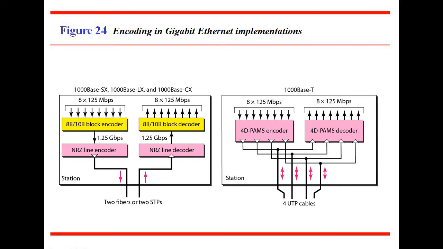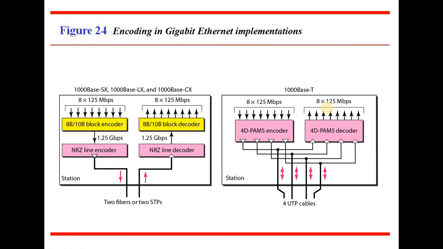You can find that 8 times 125 gives 1000 Mbps, and that will be converted into 1.25 Gbps, because the encoder adds some extra bits to the transmitted data, and the line encoder encodes the data and sends it to the network. At the receiver side, the decoding occurs in the same way as the encoder. And here you can find 4 UTP cables. The remaining 1000BASE-LX and 1000BASE-CX are similar to this, and they use the same encoder and decoder methods, that is the 8B/10B block encoder and NRZ line encoder. And at the other side you can find the UTP cables.